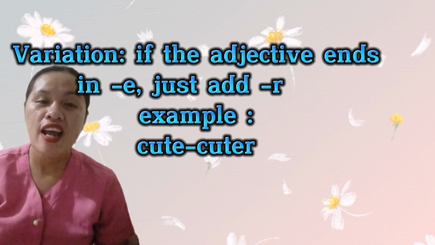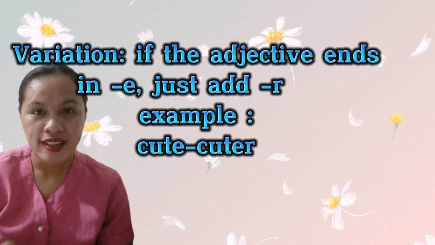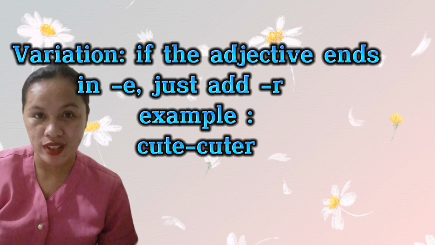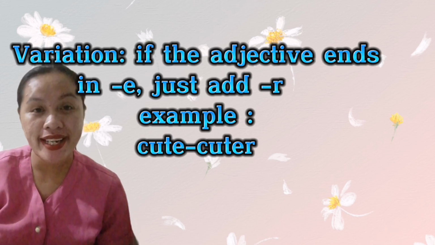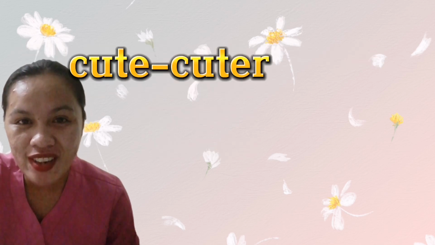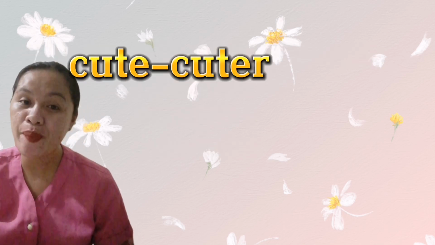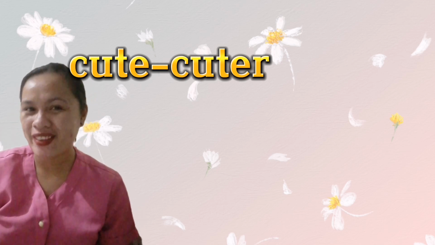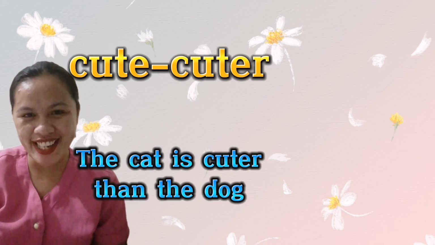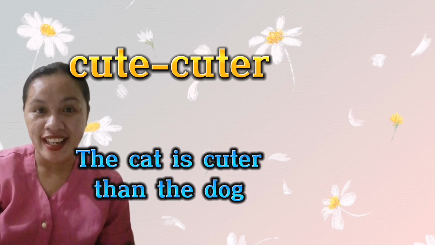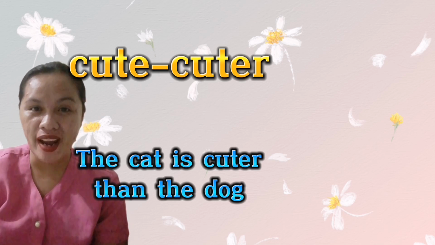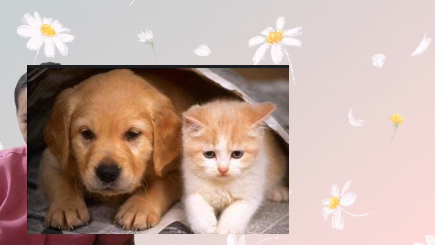Alright, the variation. If the adjective ends in E, just add R. For example, the word cute. The word cute ends with the letter E. So just add R when you are comparing. Cute will become cuter. Okay, so let's use it in a sentence. The cat is cuter than the dog. And what are the two things that we compare? The two animals, rather. The cat and the dog.